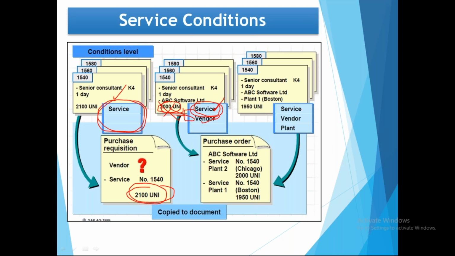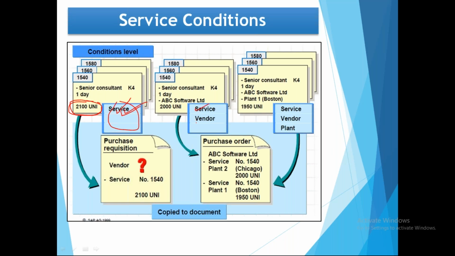The next one is for a combination of service, vendor and plant. You can create the condition price for this combination also. So there are three levels. Only for service means when you create a PO for this service for any vendor, the same price will be used.